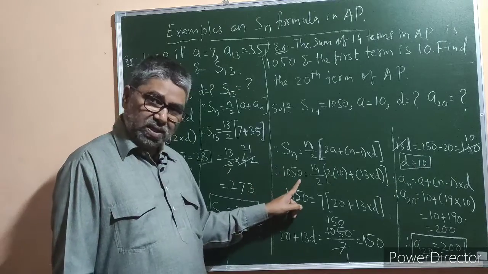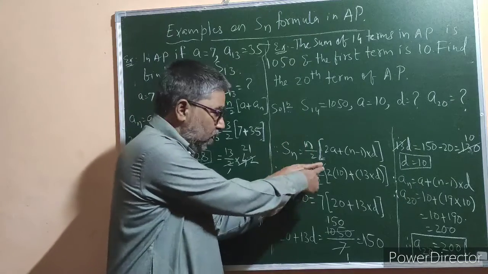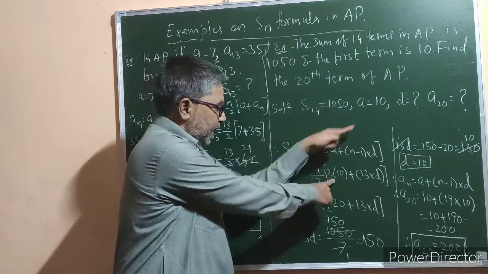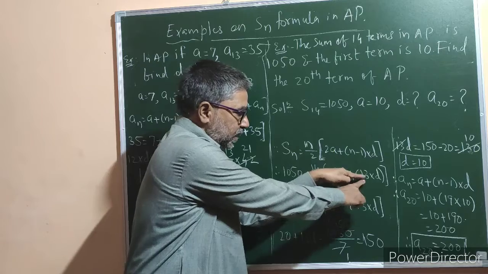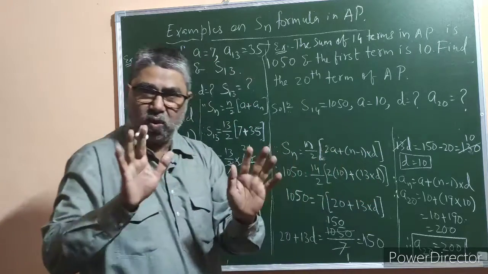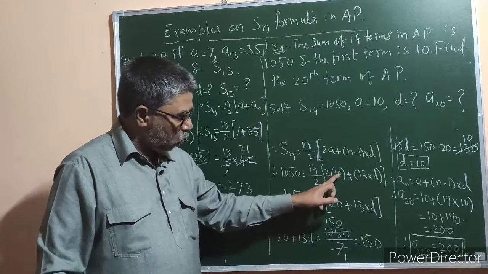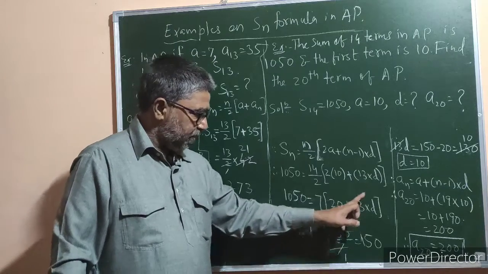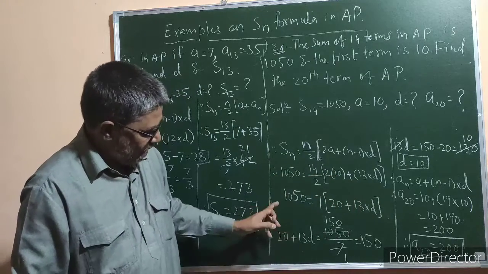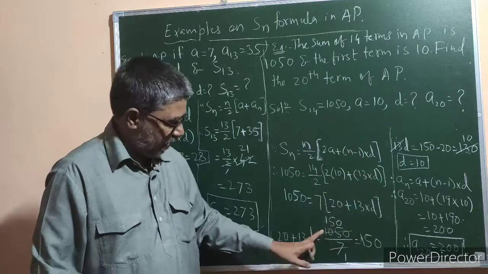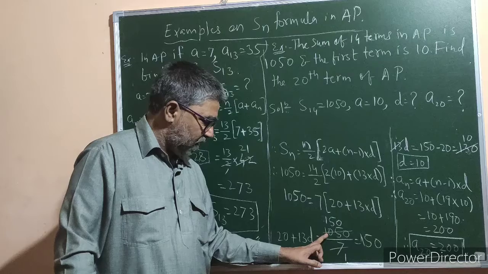Sn is 1050, which is the sum of 14 terms, therefore 14 upon 2 into bracket 2 as it is, the value of a is 10, into bracket 10 plus, n is 14, so n minus 1 is 13, 13 into d. d as it is because we are solving for d. Next step, 1050 is equal to 14 half is 7, 2 tens are 20, plus 13d as it is. Now bring 20 plus 13d towards the left side and take 1050 towards the right side. So 1050 upon 7: 7 ones are 7, 150s are 1050.